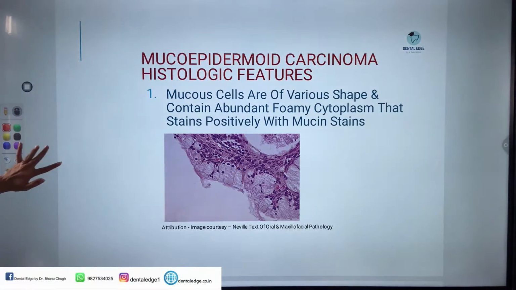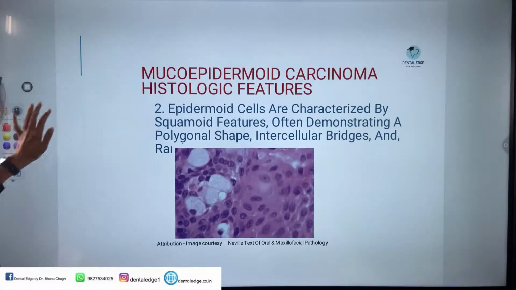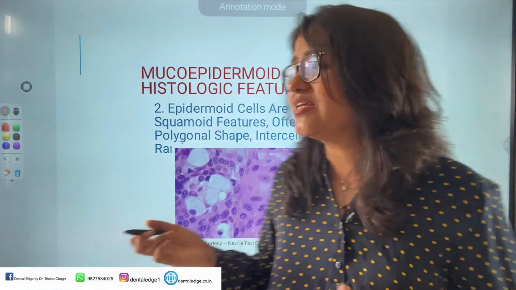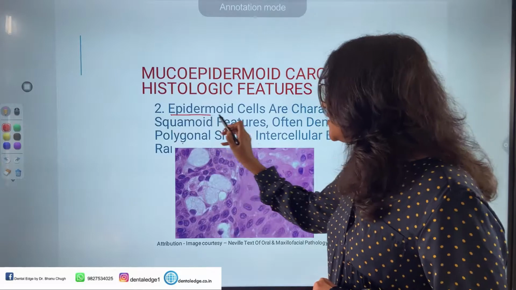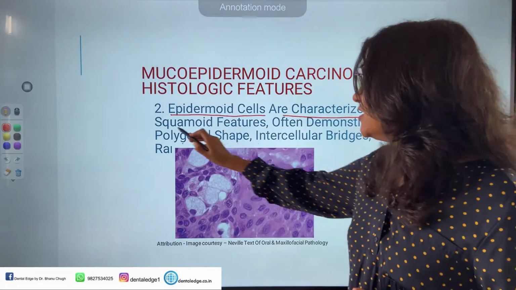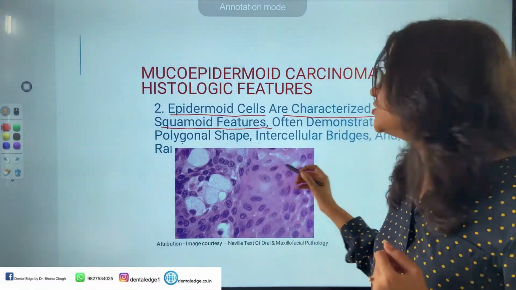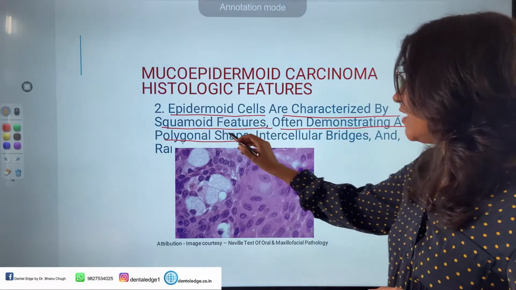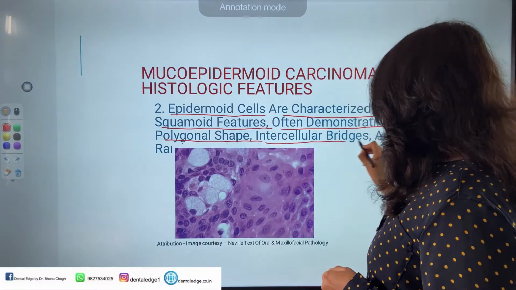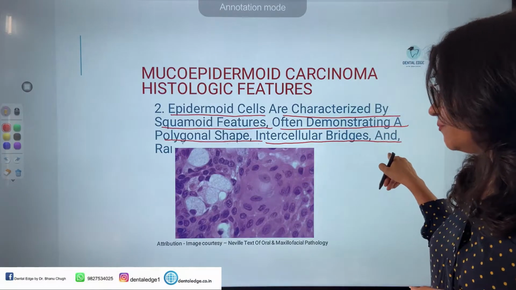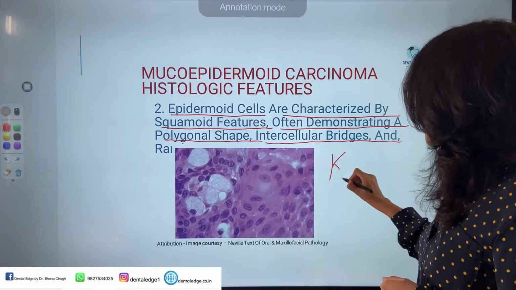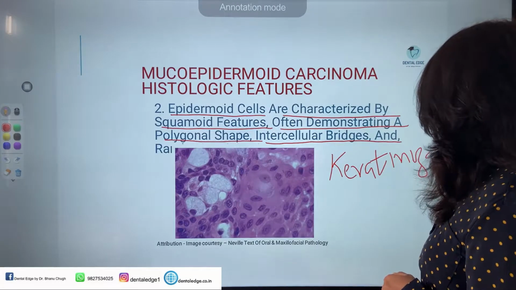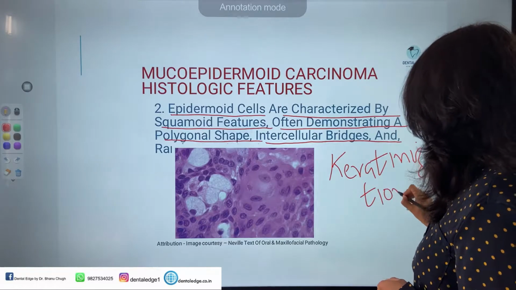Now let's see what is an epidermoid cell, right? Epidermoid means cells that have features of squamoid cells, flat cells, right? What are the features? So epidermoid cells are characterized by squamoid features, flat cell features. Often demonstrating a polygonal shape, right? So it will have a polygonal shape, intercellular bridges, and rarely it shows keratinization, right? So rarely they show keratinization.